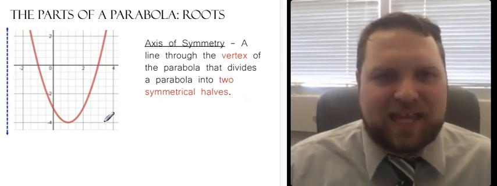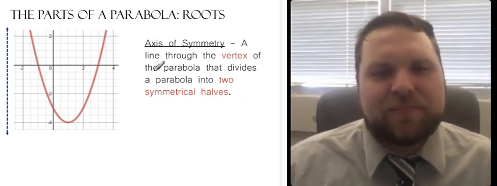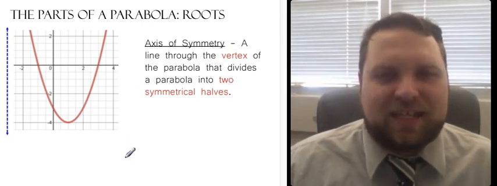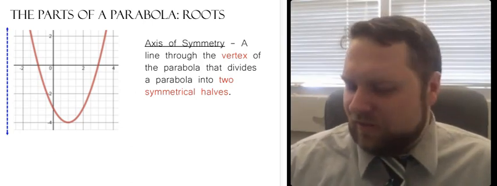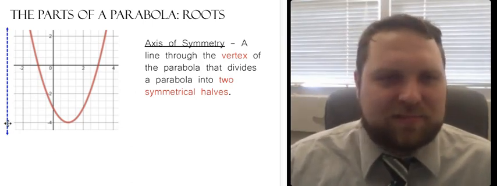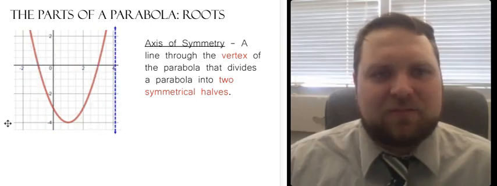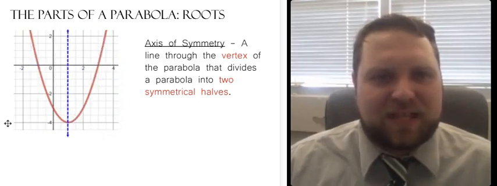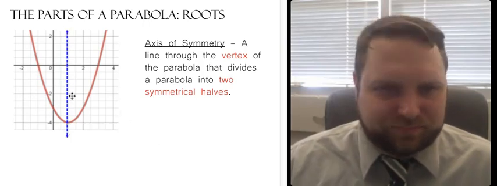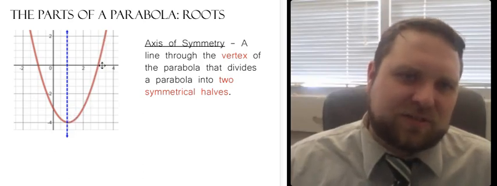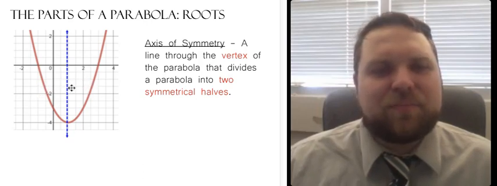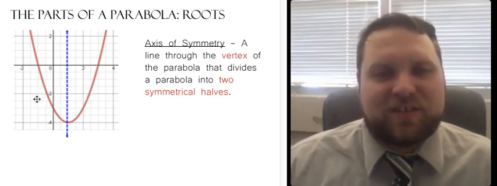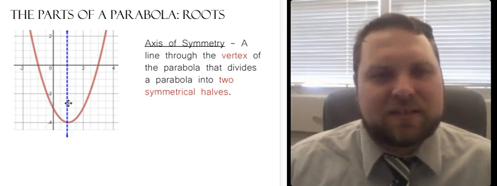Final situation we need to look at is what's called the axis of symmetry. And the axis of symmetry is just a line through the vertex of the parabola that divides the parabola into 2 symmetrical halves. So I've got this line right here. And what I want you to notice is if I put this line through the vertex of the function, it divides this graph into 2 sections. This section right here and this section right here. And they're exactly mirror images of each other. And that's what's known as symmetry.